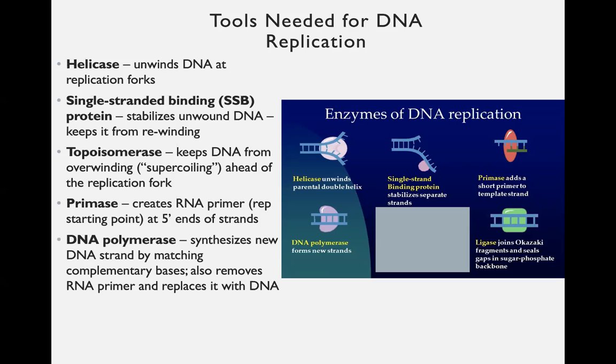And then because we can't leave these little sections of RNA primer in there, it wipes those out and puts down DNA in the place of the RNA primer as well. So it does a lot. It's kind of the workhorse of the whole DNA replication process. But they're all important. So DNA polymerase forms new strands. I like this diagram. It's just very simple. This is what's forming the new strands of DNA.